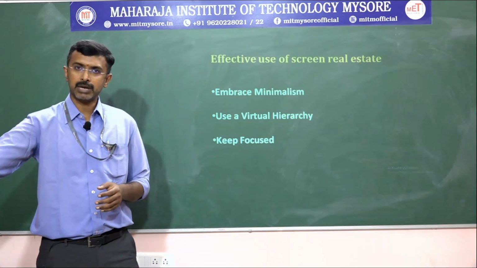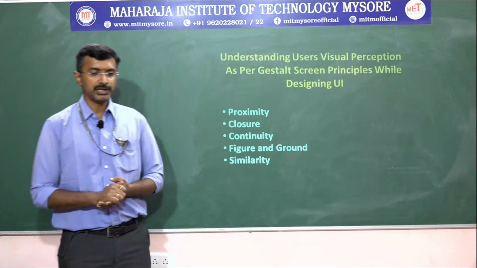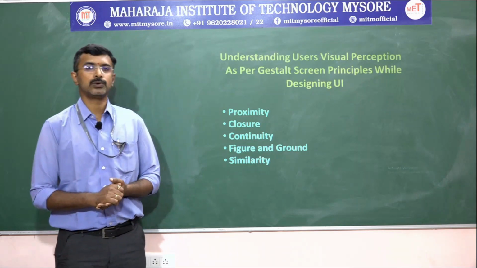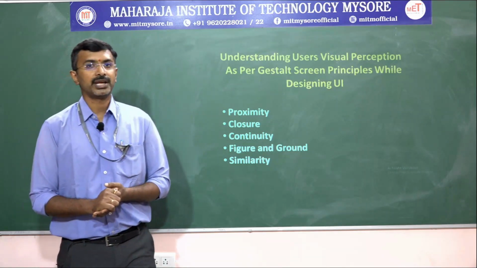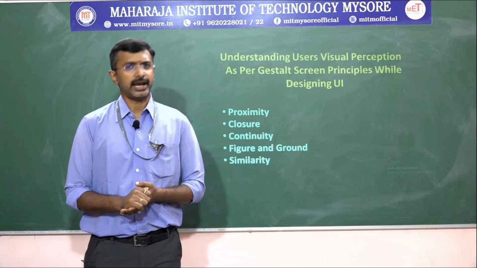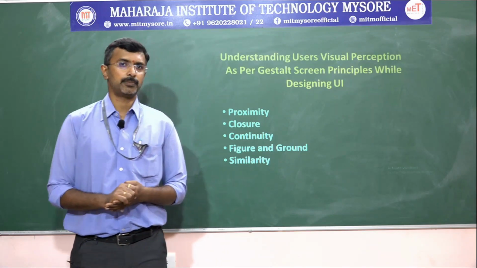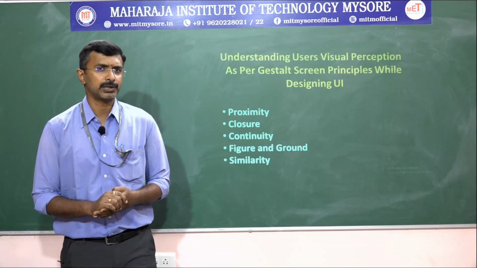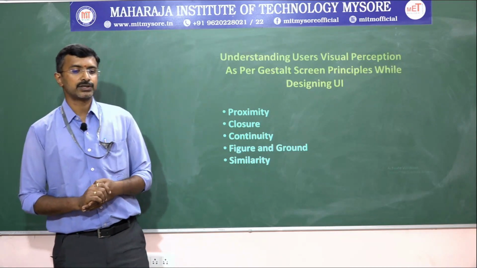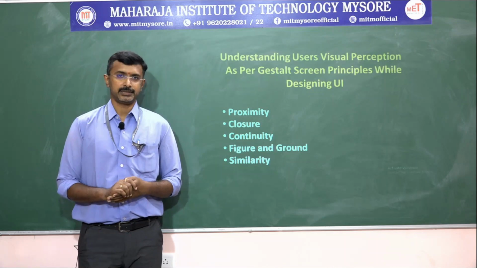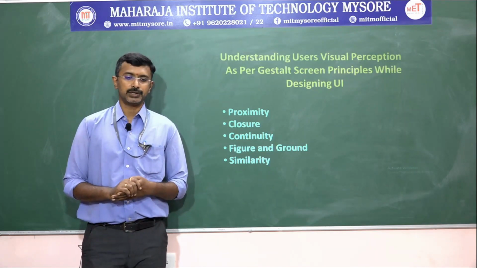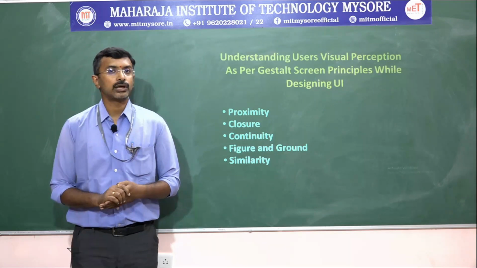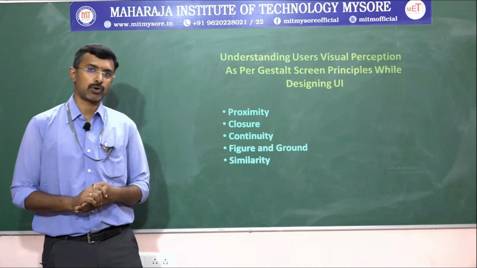Apart from that, there are some other UI principles: proximity, closure, continuity, figure and ground, and similarity. What exactly they mean, these are all theoretical aspects which you have to consider while developing. If you want to have a focused and better application, then it is good we consider all these 5 items: proximity, closure, continuity, figure and ground, and similarity. These are all the UI principles which we call.